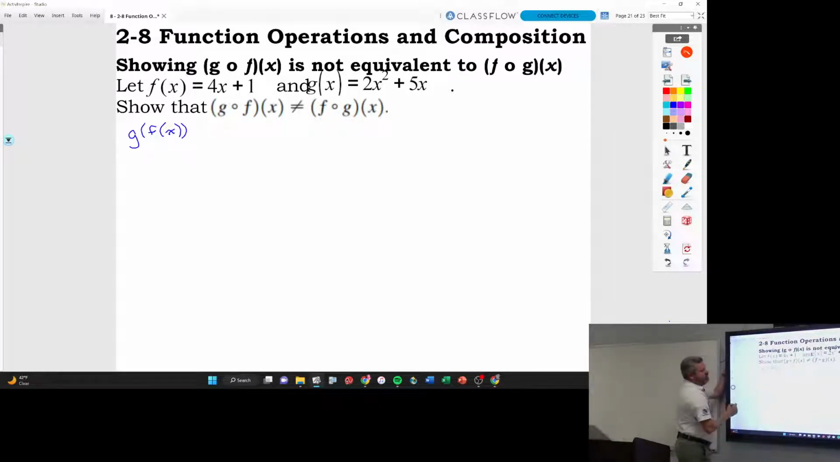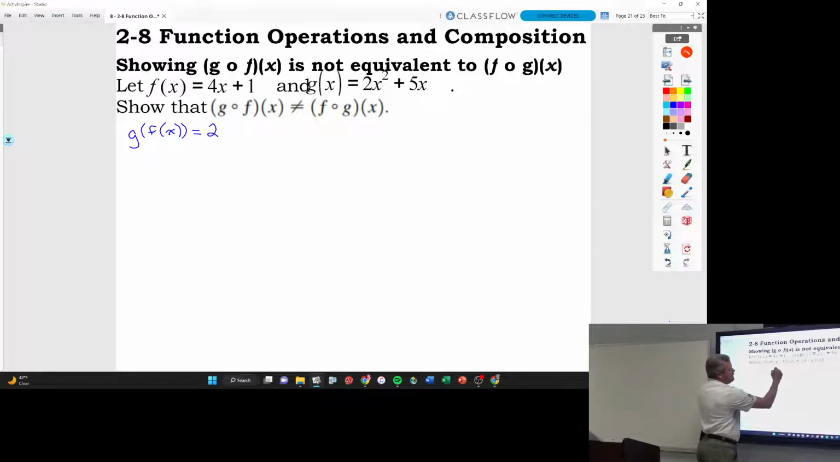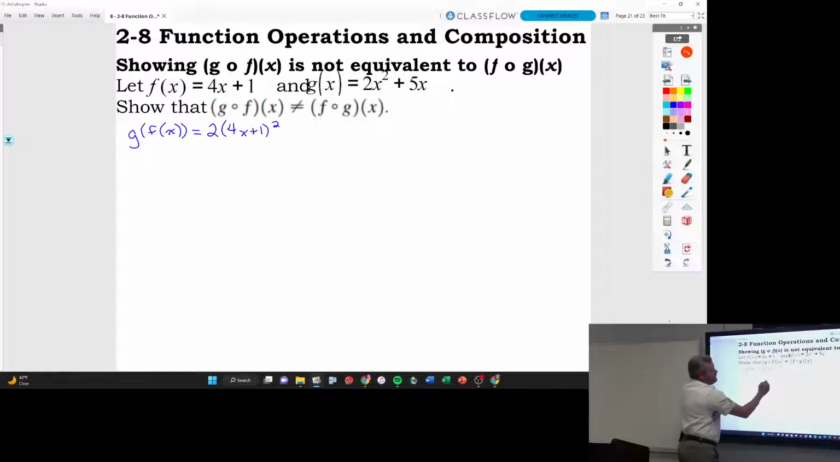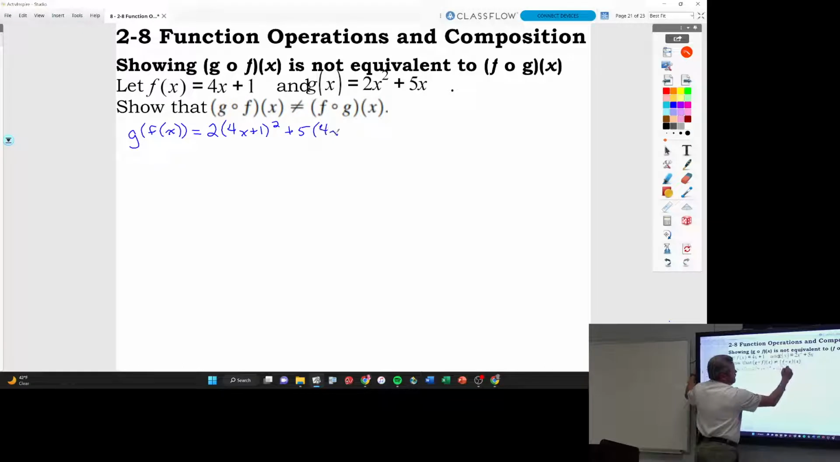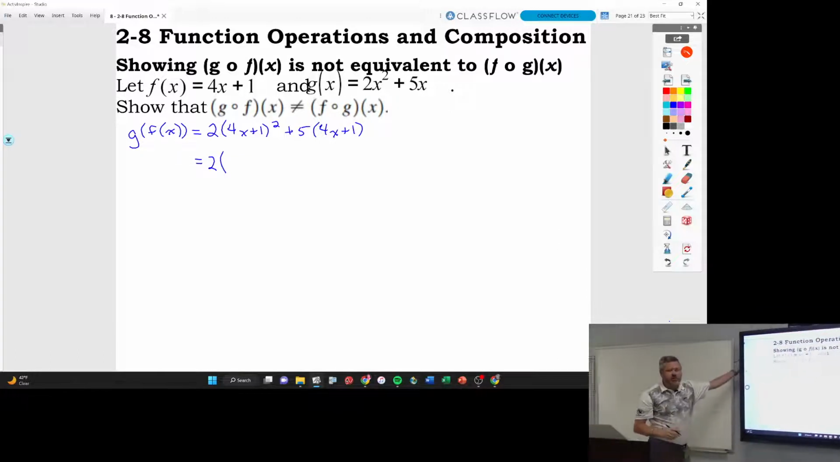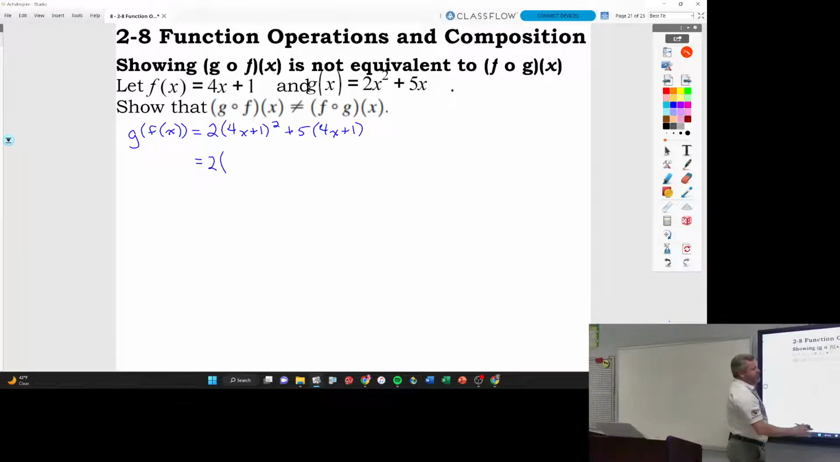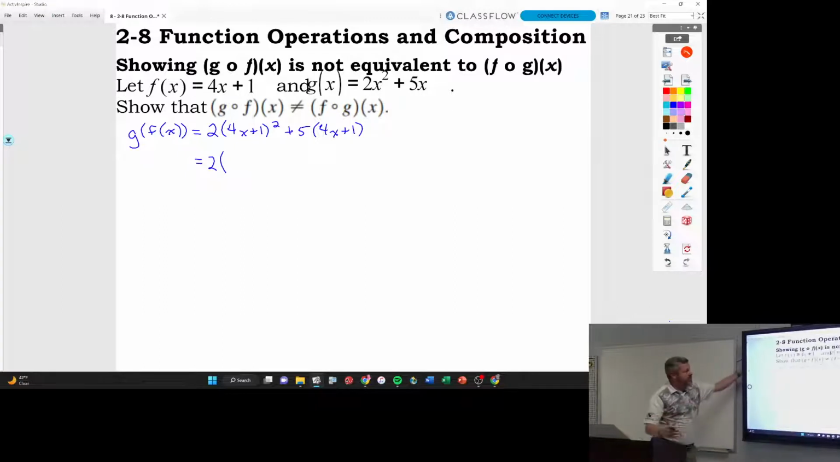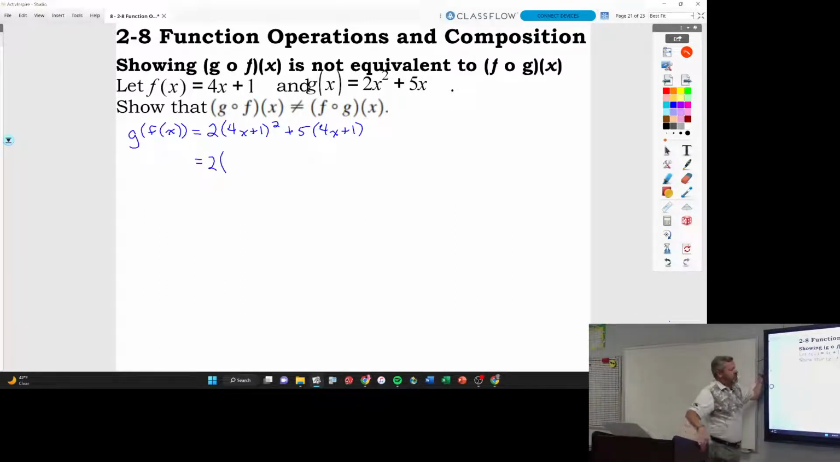So take the g function, and anywhere that I see an x, I'm going to replace it with f of x. So 2 times (4x plus 1) squared plus 5 times (4x plus 1). Following my order of operations, I'm going to square 4x plus 1. And if you need to see that done separately, or if you want me to go into more detail, just contact me about where this came from.